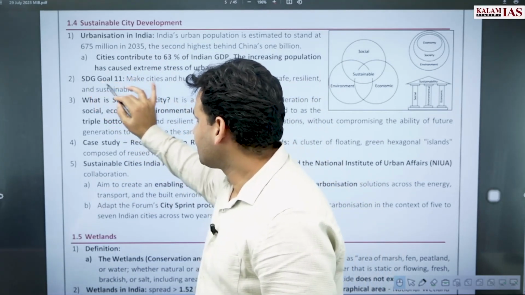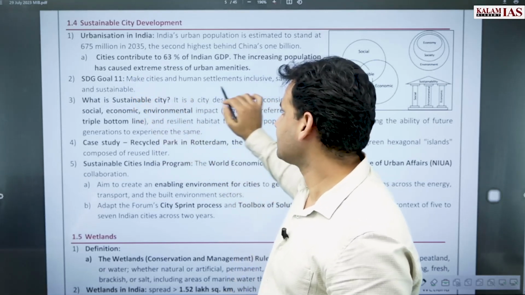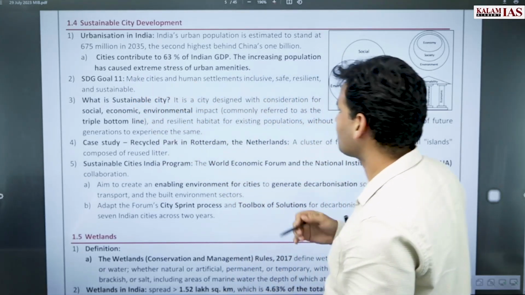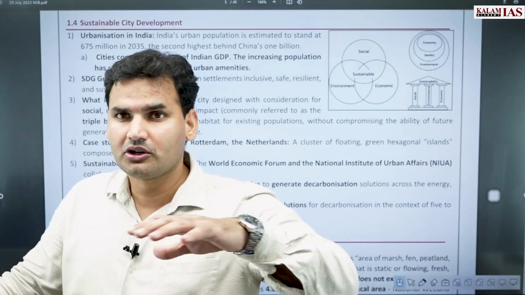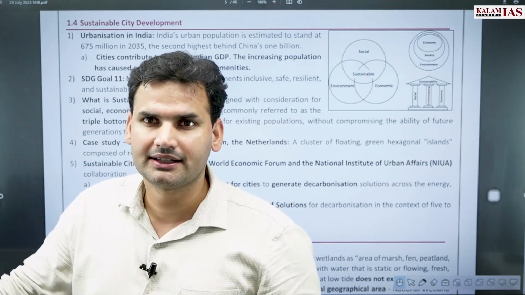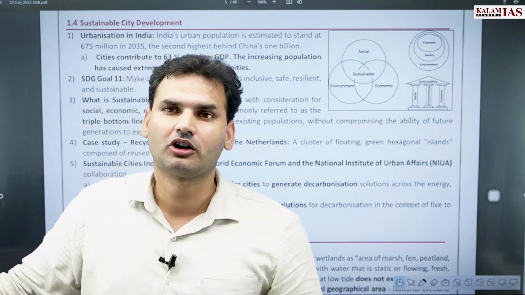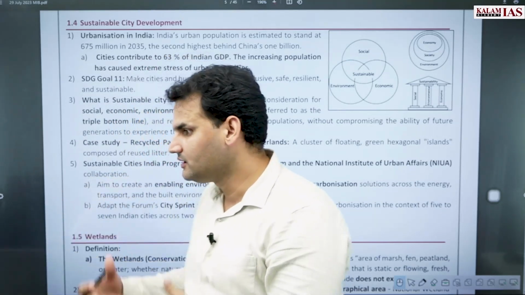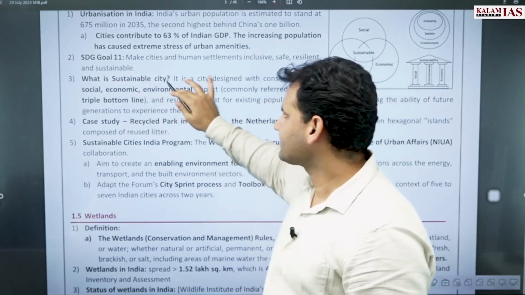You specifically remember Sustainable Development Goal number 11, that is to make cities and human settlements more inclusive, safe and resilient. Because cities are not merely the settlements of humans. These are actually the drivers of economic growth. These are the engines on which our economy is driven. And what is the sustainable city?